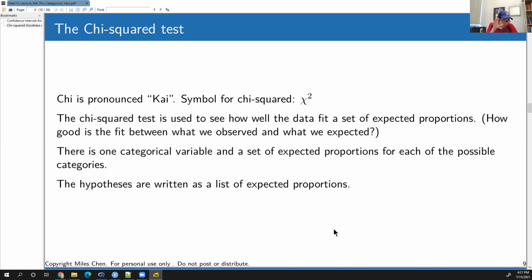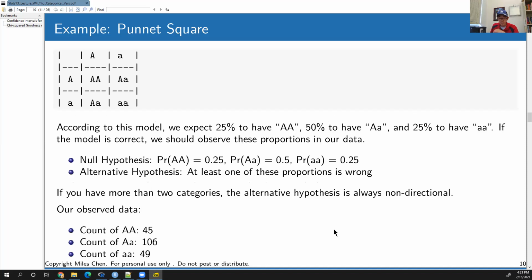basically the way it's going to work is your data is going to be counts of different categories, right? You have a categorical variable with different categories, and you're going to have counts of how many you observed in each category. And meanwhile, your hypothesis is going to be a set of proportions for the different categories, okay? And you're going to write out your hypothesis as a list of expected proportions.